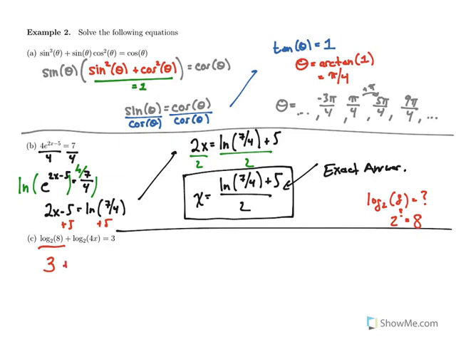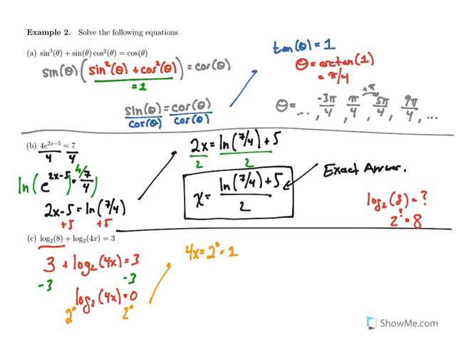So if I write this as 3 plus log base 2 of 4x equals 3, if I want to get x by itself, it might help to subtract 3. And I'm left with log base 2 of 4x equals 0. To get rid of the log, I'm going to take 2 to the power of both sides. That's the inverse of log base 2. That's going to give me 4x is equal to 2 to the 0. Anything to the 0th power is 1. So we get 4x equals 1, or x is equal to 1/4.